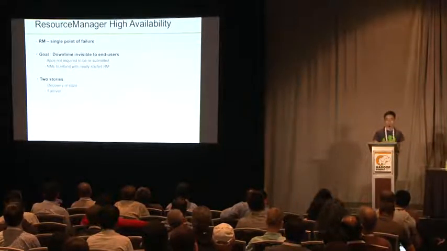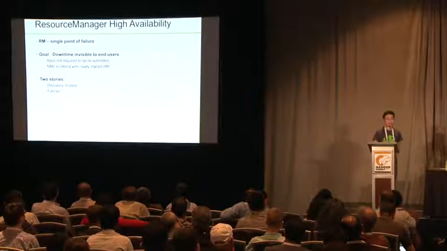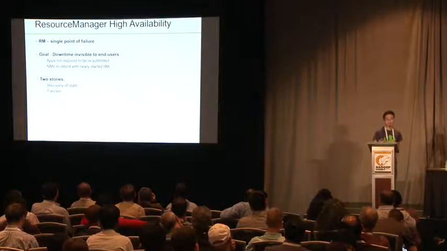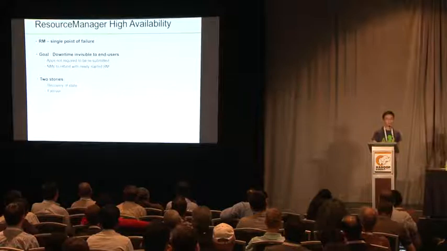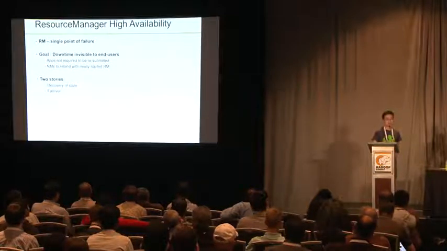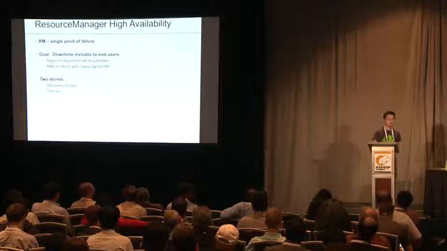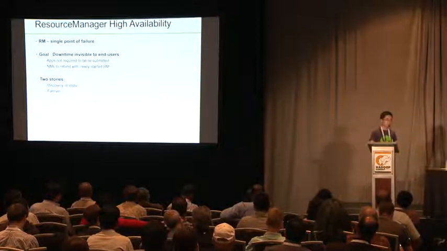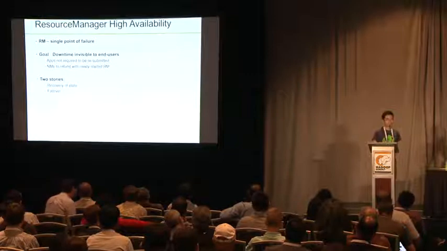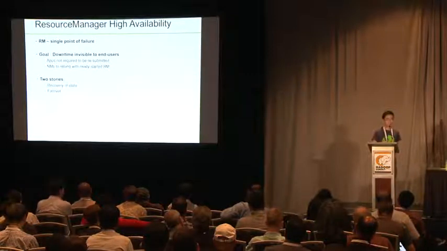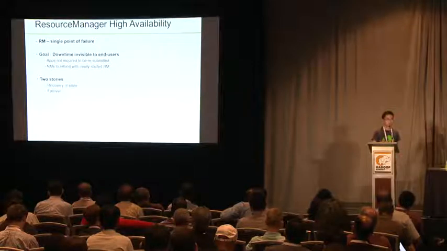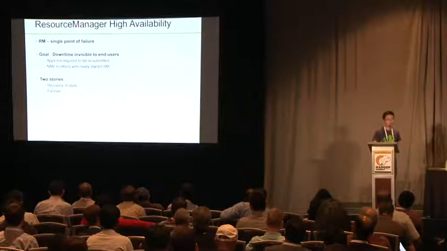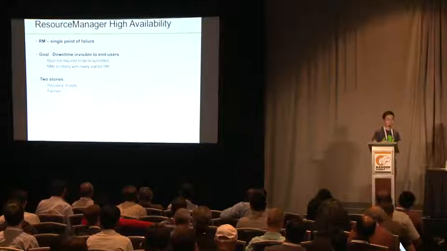And basically, it has two stories. One is about the recovery of the state. Because the resource manager crashed, all the state will just be gone. So we have to implement some way to persist this state, such that when the resource manager comes back up again, the state will be reloaded back into memory. The other is about failover, how the resource manager fails over from one instance to another. We have two resource managers, one active and the other standby. The standby should take over the leadership if the active one fails.